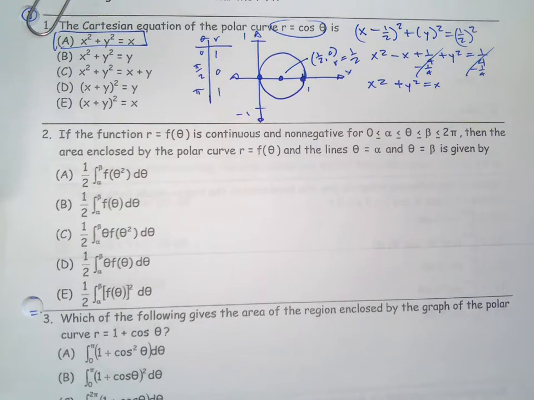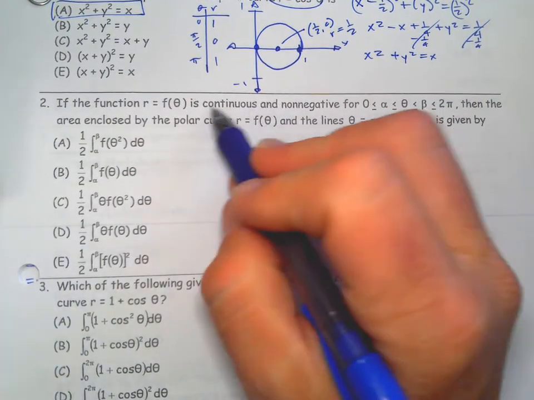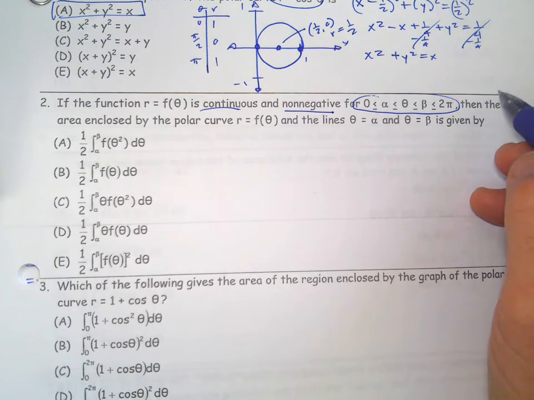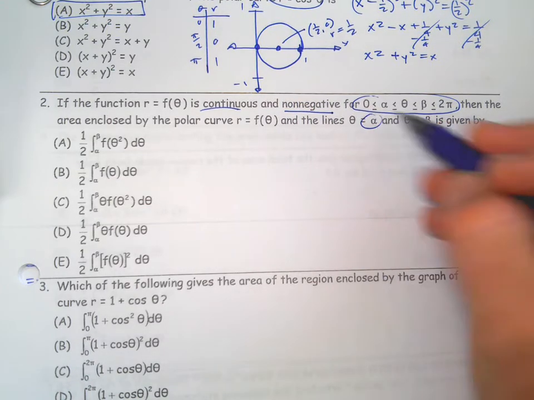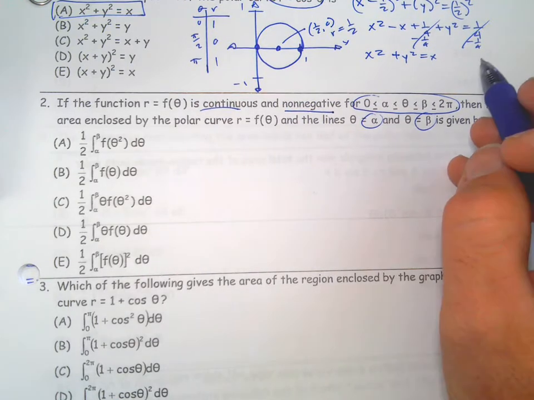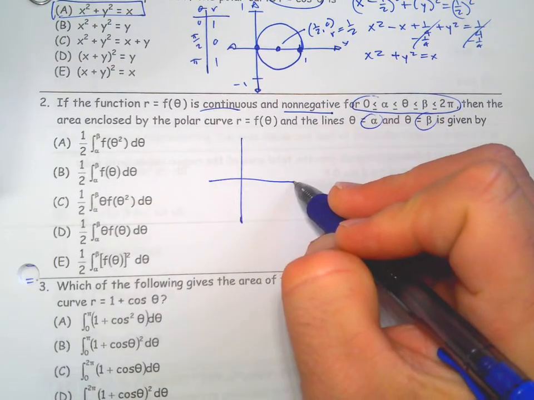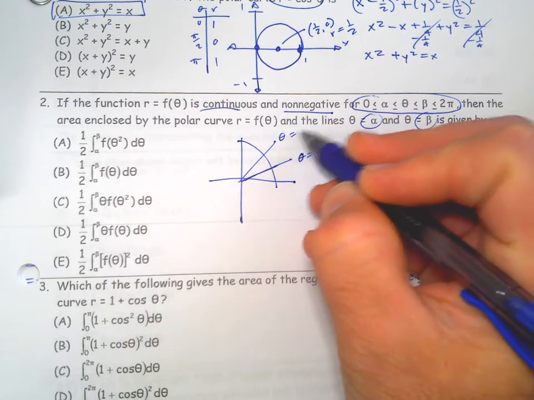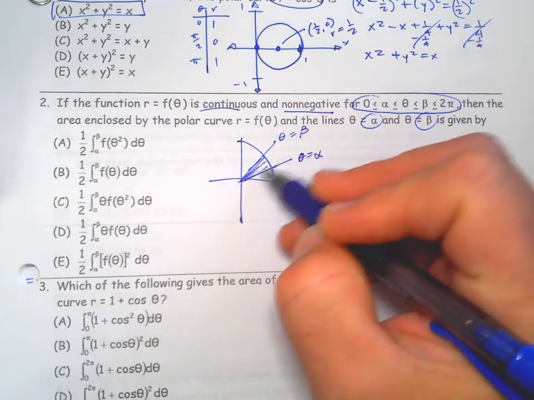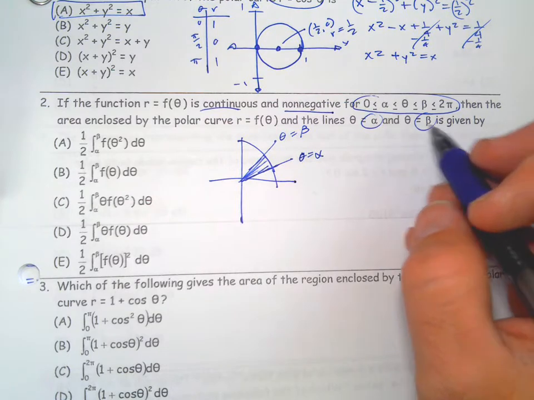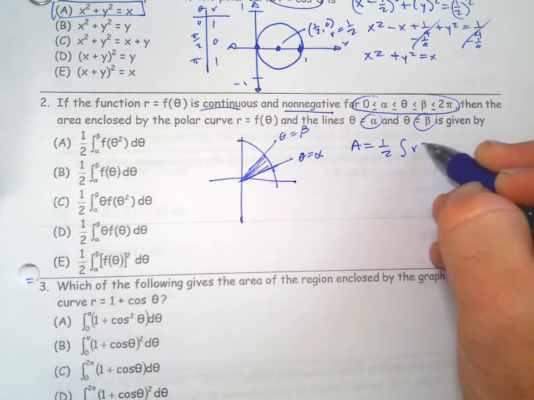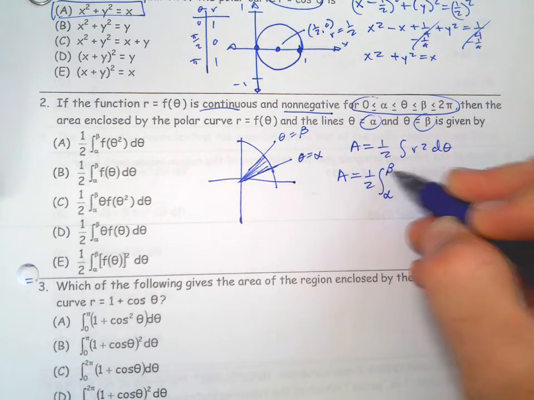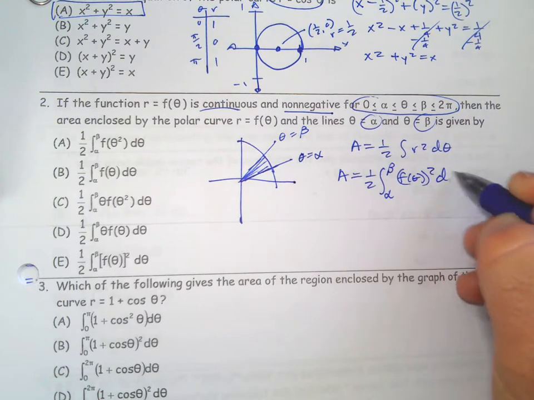Okay. All right. Number 2, if the function r equals f of theta is continuous and non-negative, so it's always positive radius, from 0 to 2 pi, then the area enclosed by the polar curve and the lines alpha and beta is given by what? So, just generically, you've got a curve and you're trying to find the area from alpha to beta. You'd use that area formula, 1/2 r squared d theta. And so we'd go 1/2 integral from alpha to beta of f of theta squared d theta.